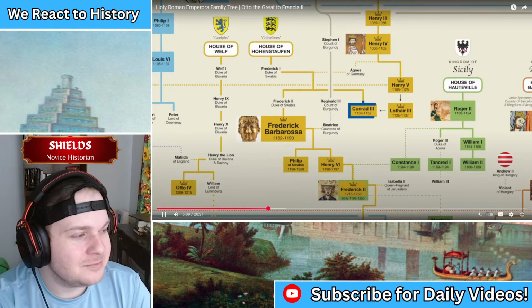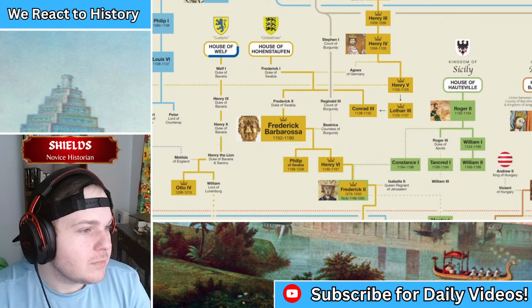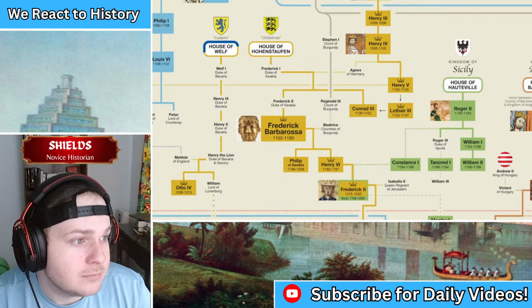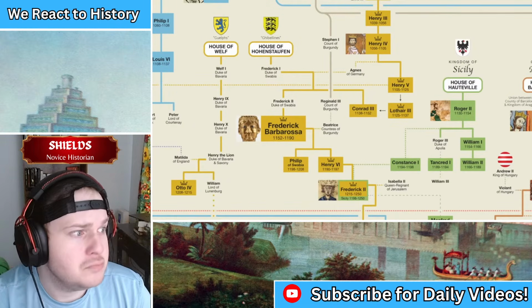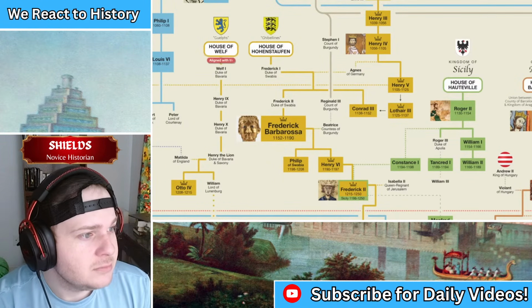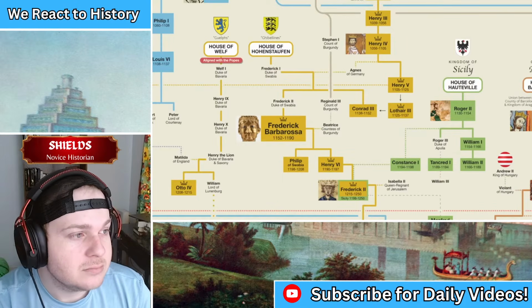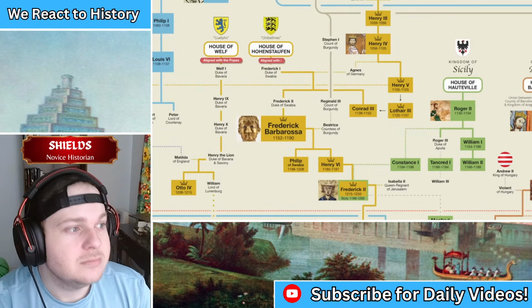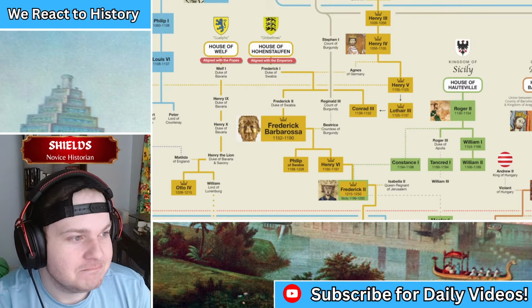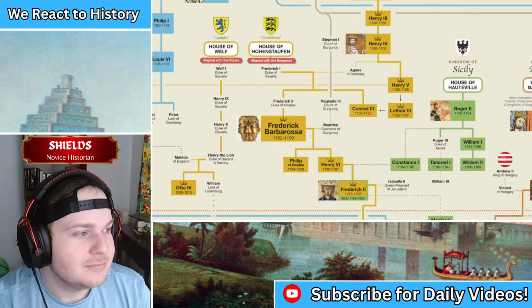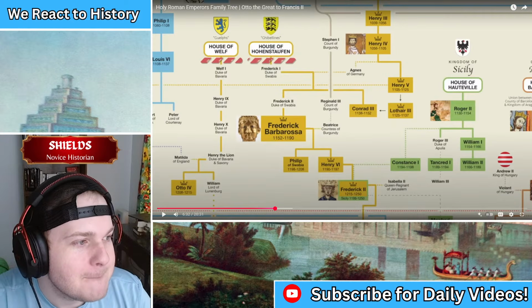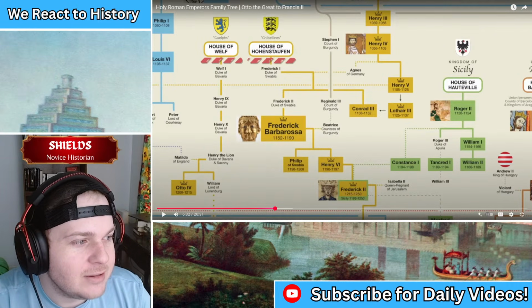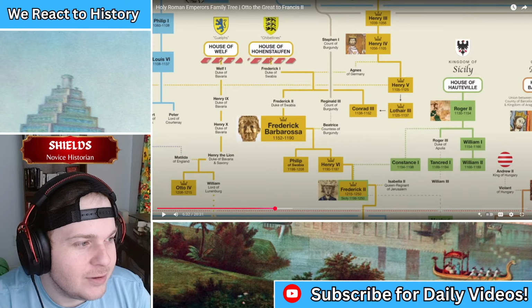This set up a rivalry between the houses of Welf and Hohenstaufen, also known as the Guelphs versus the Ghibellines, that would last for the next 100 years. Generally speaking, the Guelphs were aligned with the papacy, whereas the Ghibellines were aligned with the Hohenstaufen emperors, and thus the rivalry also represented a struggle between church and state. I remember this time. Yeah, this is around like the time of the War of the Bucket and so forth.